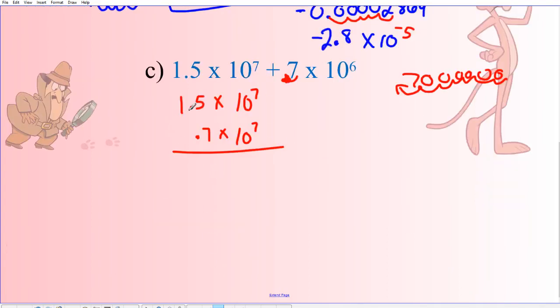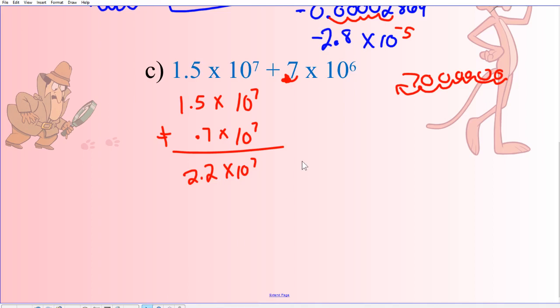Now when I add these together, I can add that fairly easily in my head. 1.5 plus 0.7 is 2.2, times 10 to the 7th power. I'm done. That wasn't actually that much work.